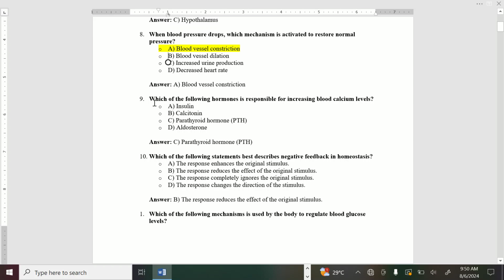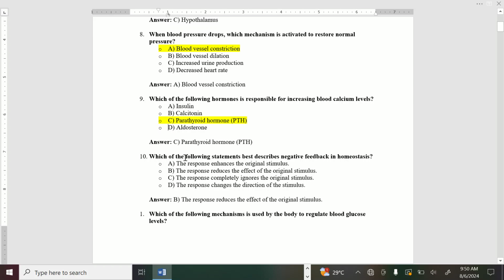The next MCQ is: which of the following hormones is responsible for increasing blood calcium levels? A. Insulin. B. Calcitonin. C. Parathyroid hormone. And D. Aldosterone. So the correct option is C. Parathyroid hormone.